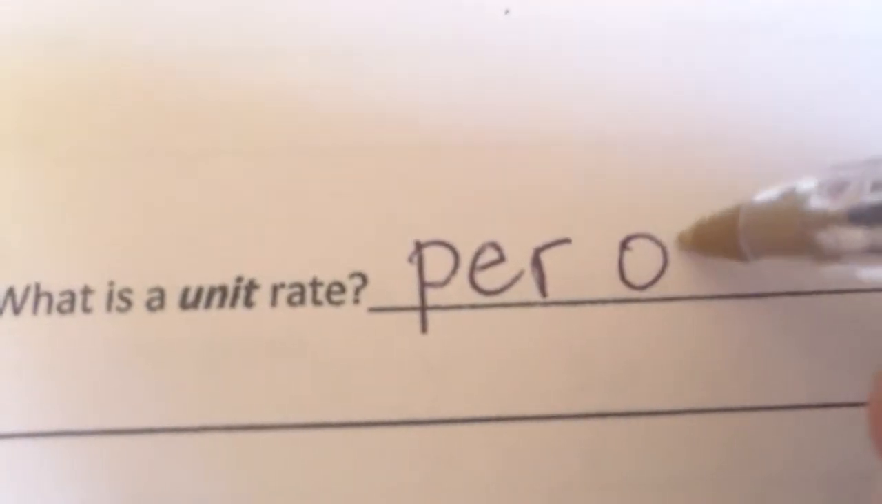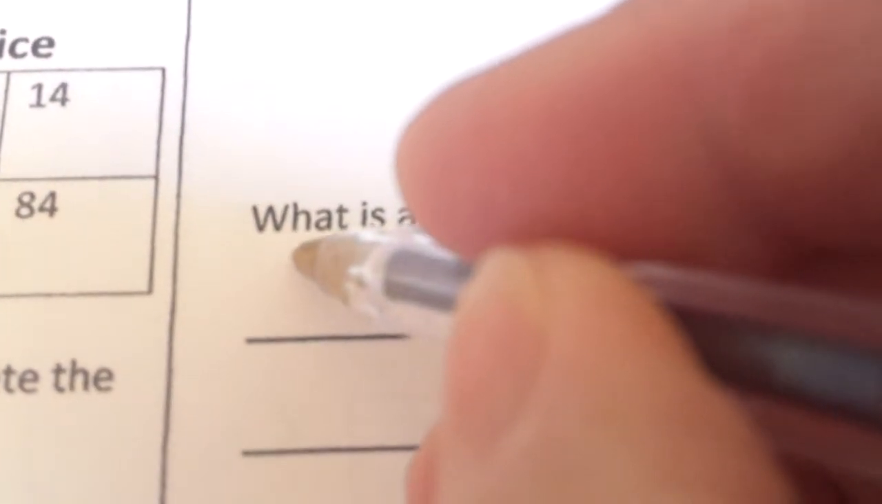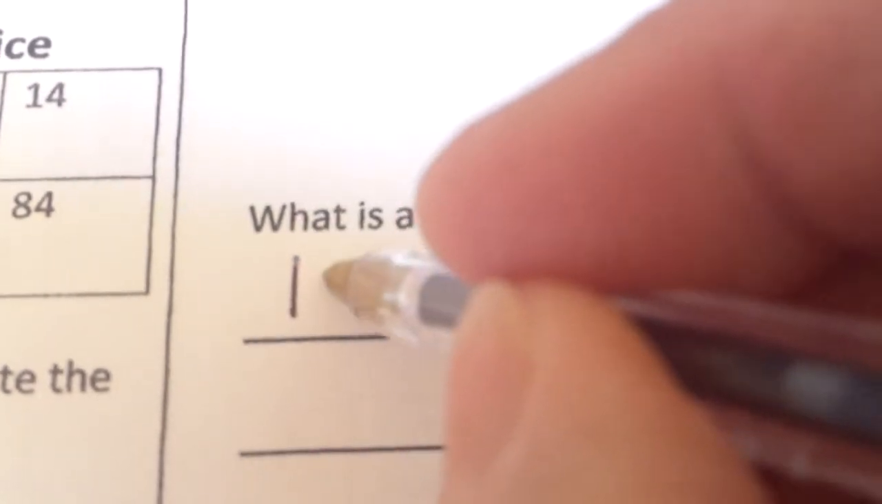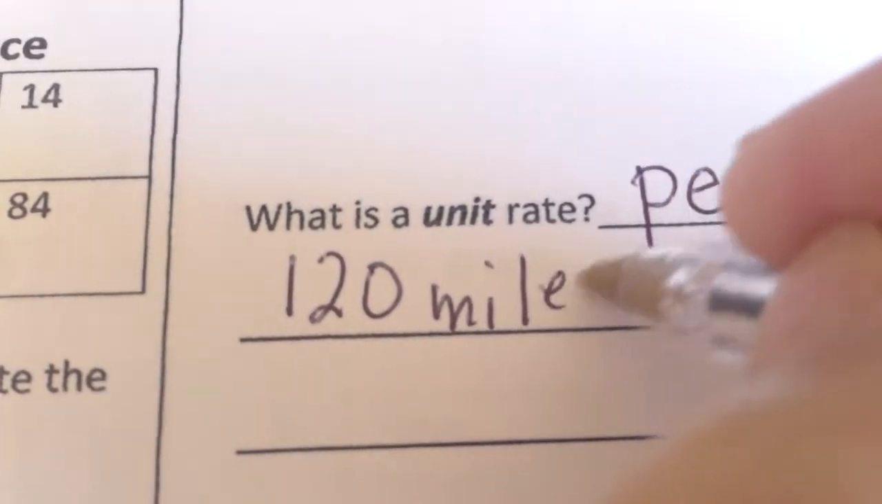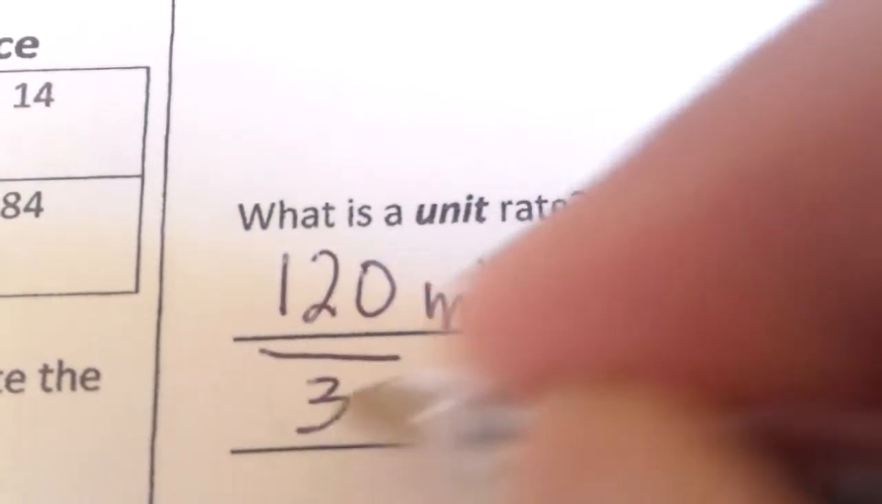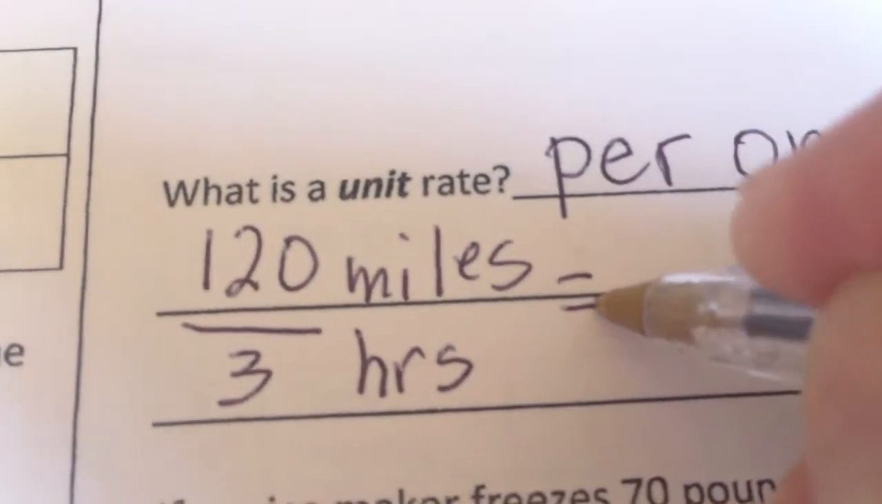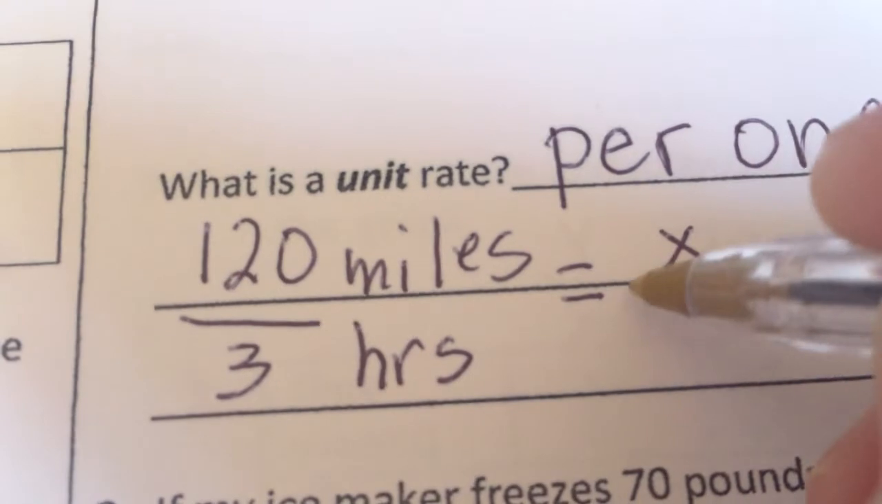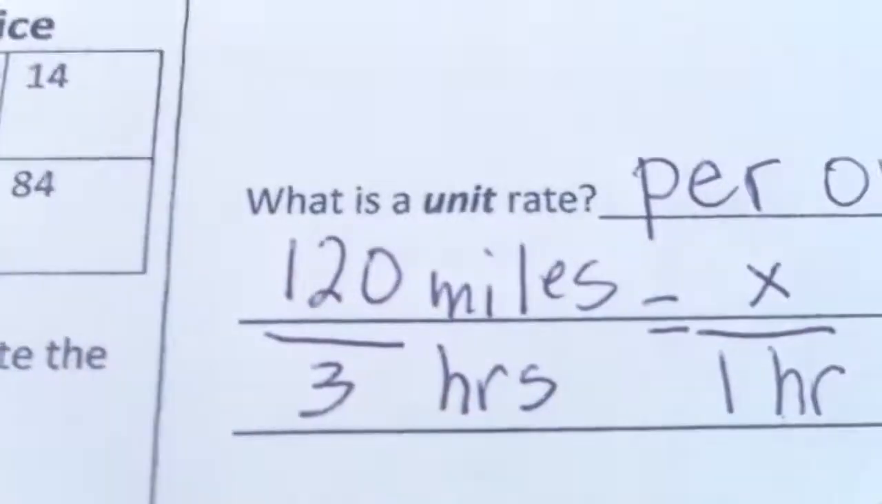What is a unit rate? Simply said, unit rate means per 1. If I go 120 miles in 3 hours, then my question is, how many miles can I go in 1 hour? Because per 1 hour is my unit rate.